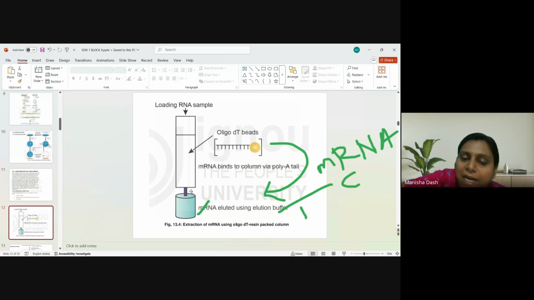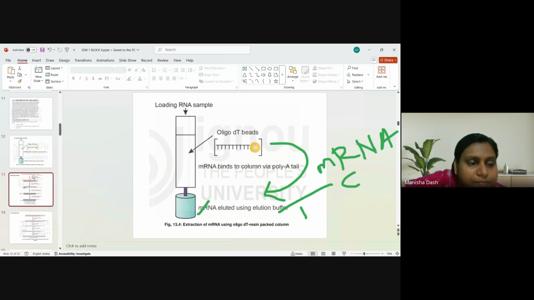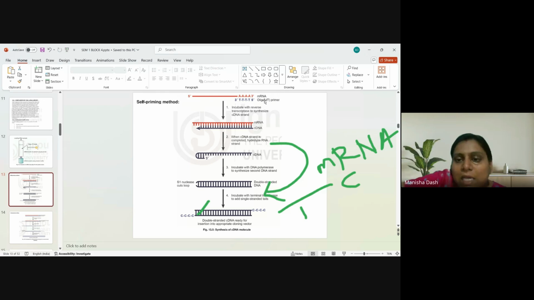After the binding, you can use elution. There is a buffer called the elution buffer, which will release the bound mRNA along with the oligo dT beads from the column to your vial, and that can be used for the construction of the complementary DNA. So how exactly is it done? Let's see the steps. As you have used the oligo dT primer, the poly A tail of the mRNA is bound to the dT primer.